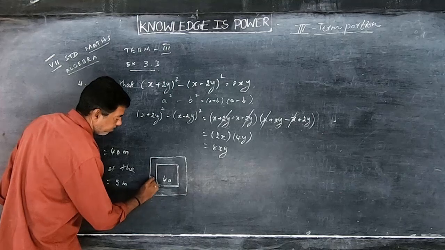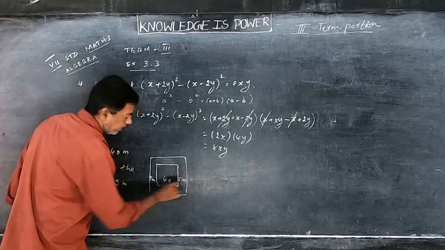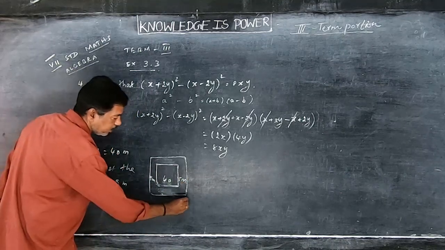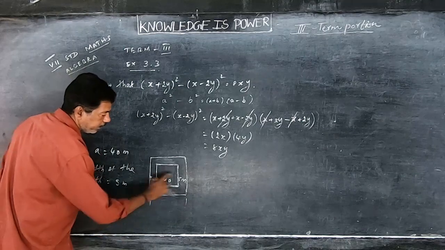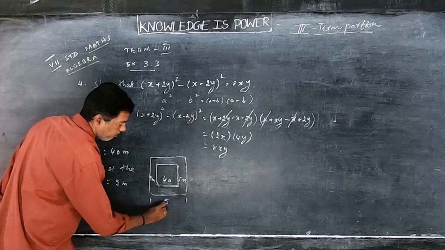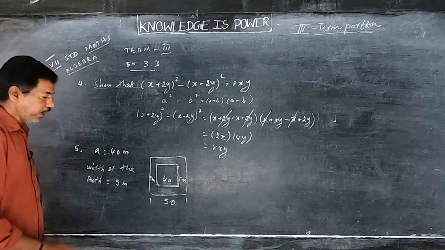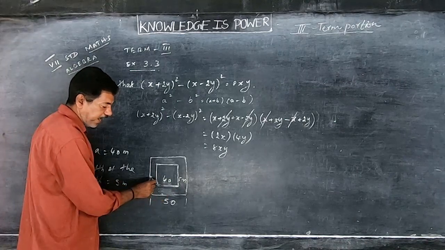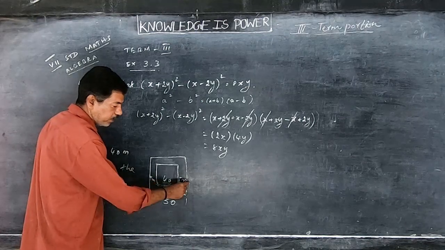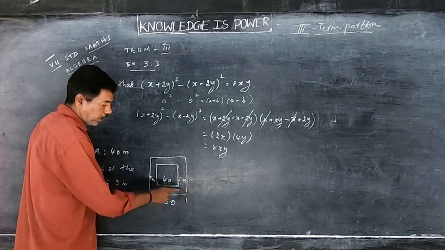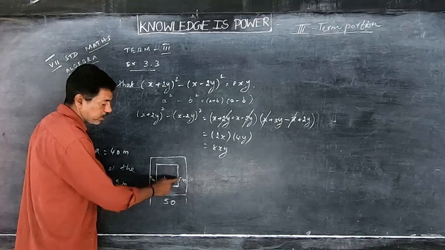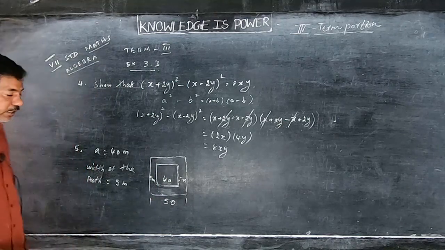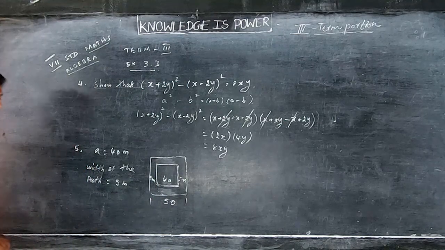For example, this is 5 meter and this one is 5 meter. Then what will this length become? 40 plus 5, it will be 50. Okay, this length will be 40, and 5 meter is added for the path on each side. Then what is the outer rectangle? 40 plus 10 will be 50. Can you follow that?